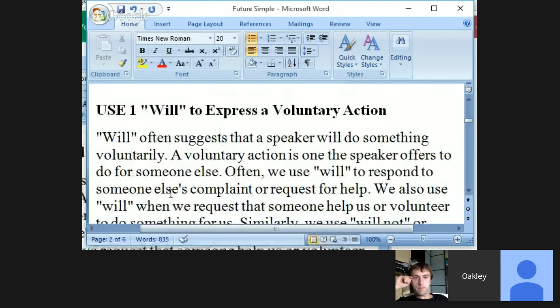Okay. All right. You use will to express a voluntary action. For example, offering, to make an offer, or possibly a suggestion, where the person is doing it voluntarily on their own as an offer. We often use will to respond to someone else's complaint or request for help. So also as a response, someone asking you to do something, a request.